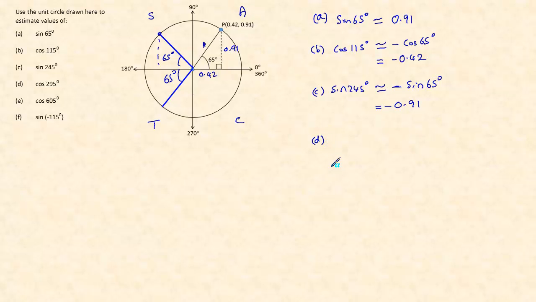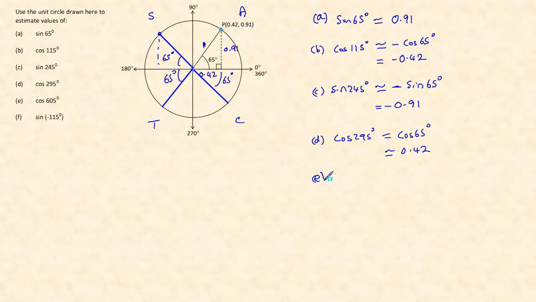In D, we have cos 295. So 295 would be over here. And again, the associated acute angle here is 65 degrees. The cosine is positive in this quadrant. So cos 295 would be exactly equal to cos of 65, and that's approximately 0.42.